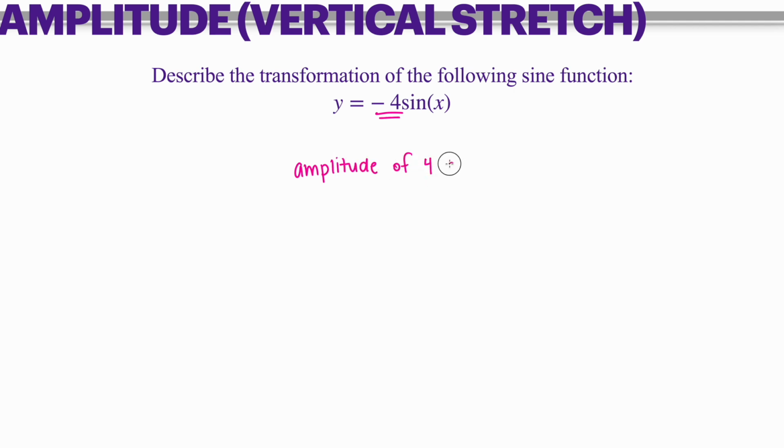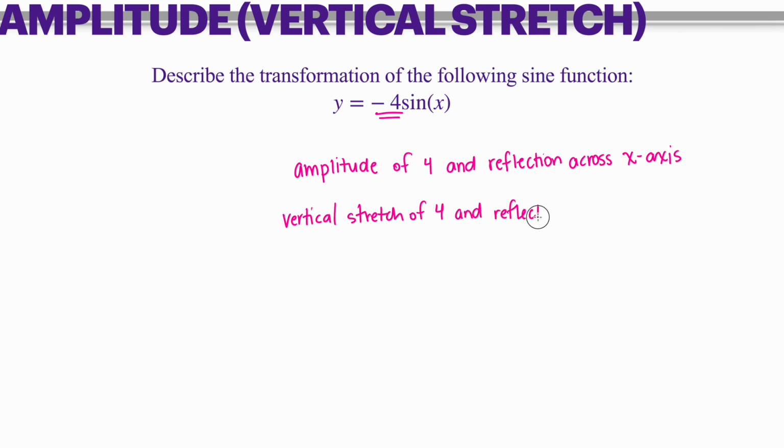of 4. And we wouldn't necessarily say an amplitude of -4. We would actually say an amplitude of 4 and a reflection across the x-axis. Okay. We also could say that it is a vertical stretch of 4 and reflection across the x-axis.